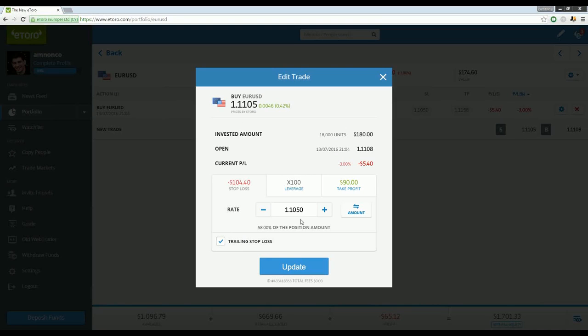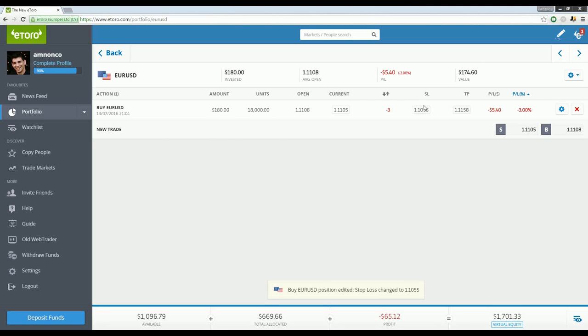So now it's a 55 pip difference. If I want it back at 50, then I'll update it to 1055. And then the dotted line is back, and we're once again using the trailing stop loss feature.